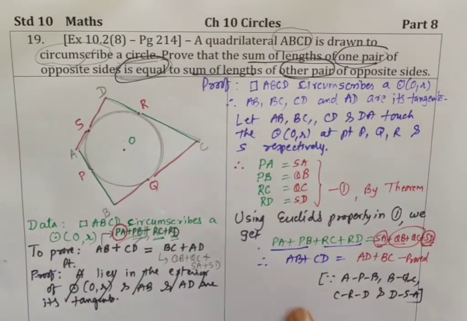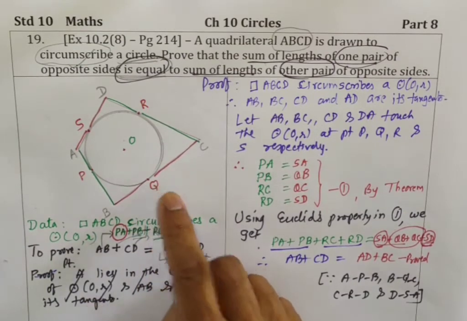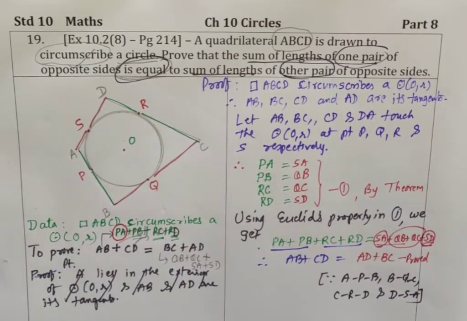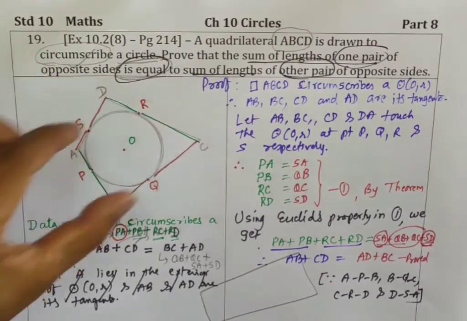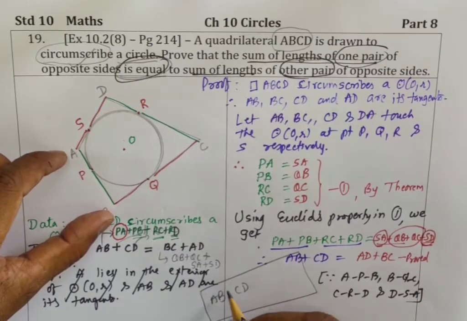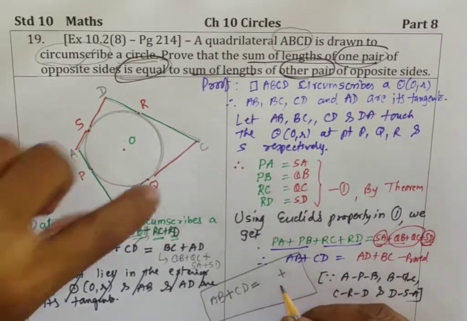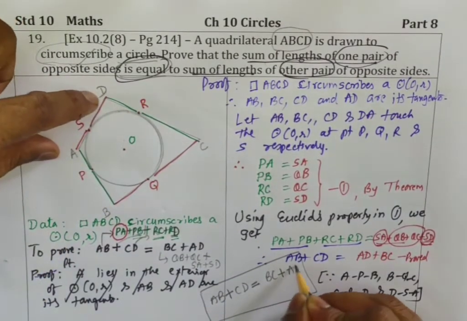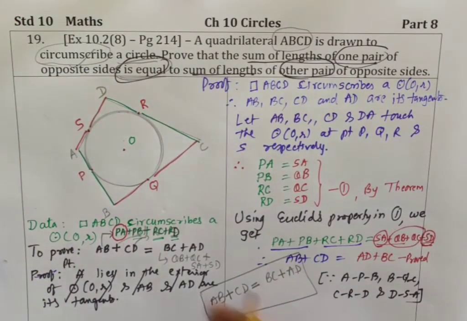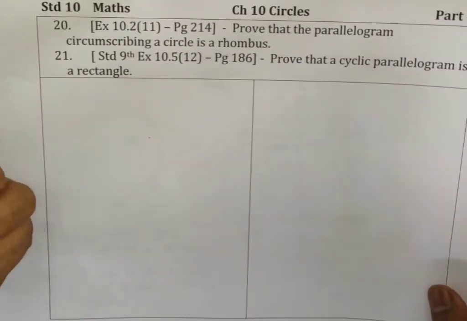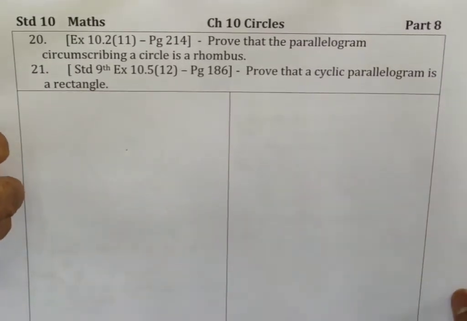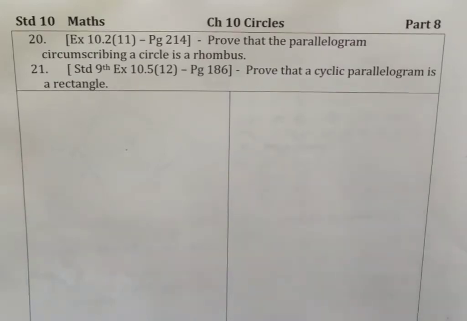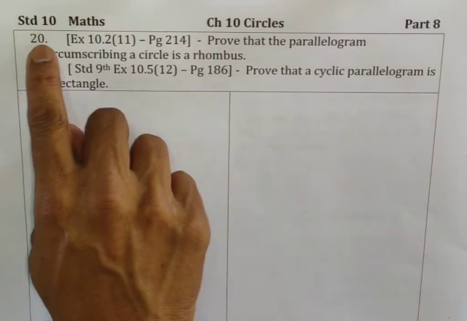So children, now we are going to use this result that we have proved in the next sum. Be careful. Let us recall the result. What result do we have? If a quadrilateral circumscribes a circle, then one pair of opposite sides AB and CD, the sum of this is equal to the sum of the other pair of opposite sides BC plus AD. Is that clear to you? So that was the 19th one. Moving ahead to 20 and 21. All right. Fine. Now, let's see the 20th.